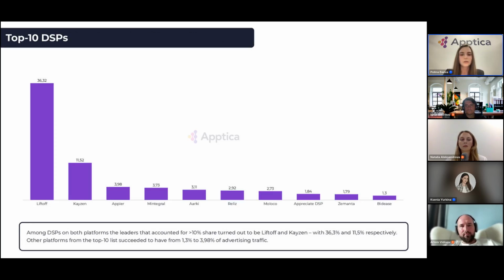When we speak about mobile advertising, we also have to mention mediation flow and especially distribution platforms. So here you can see the top 10 DSPs, distribution platforms, with a winner, Liftoff, with 36.32% of advertising traffic. And I have to mention that this bar chart reflects the data that we have detected using Apptica for the stated period.